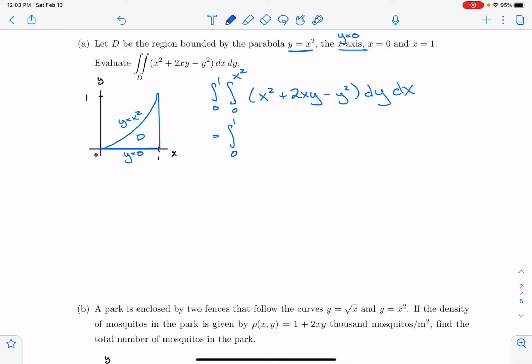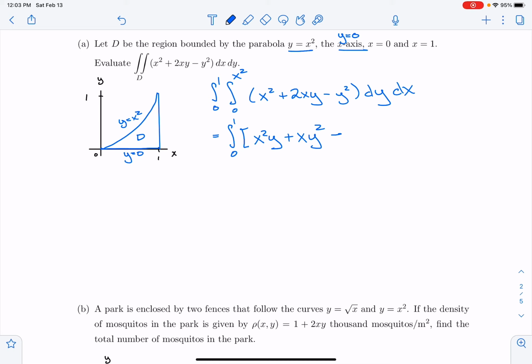So I'm going to integrate that function dy. The antiderivative of x squared, which is a constant, will be x squared y. The antiderivative of 2xy, well, the 2x is just a constant. The antiderivative of y is 1/2 y squared, so that's going to give me xy squared. You can take the derivative of that and see that the derivative with respect to y will be 2xy. And then finally, I'm going to subtract the antiderivative of y squared.